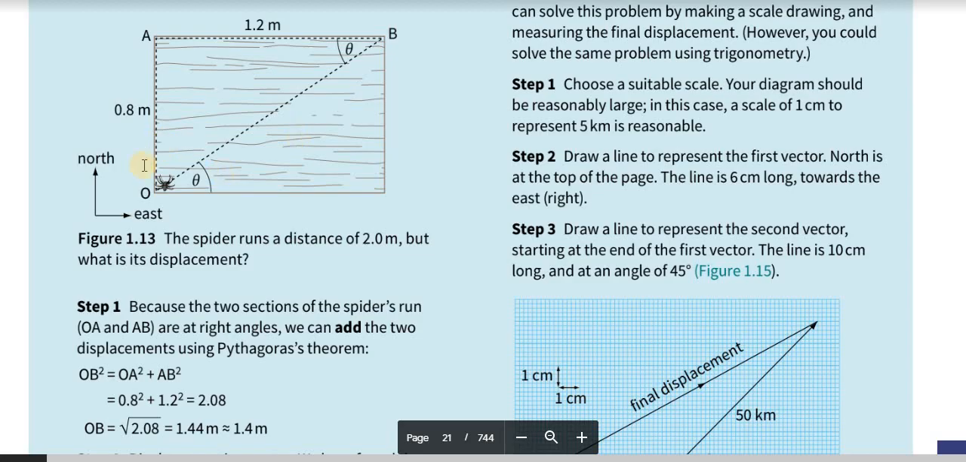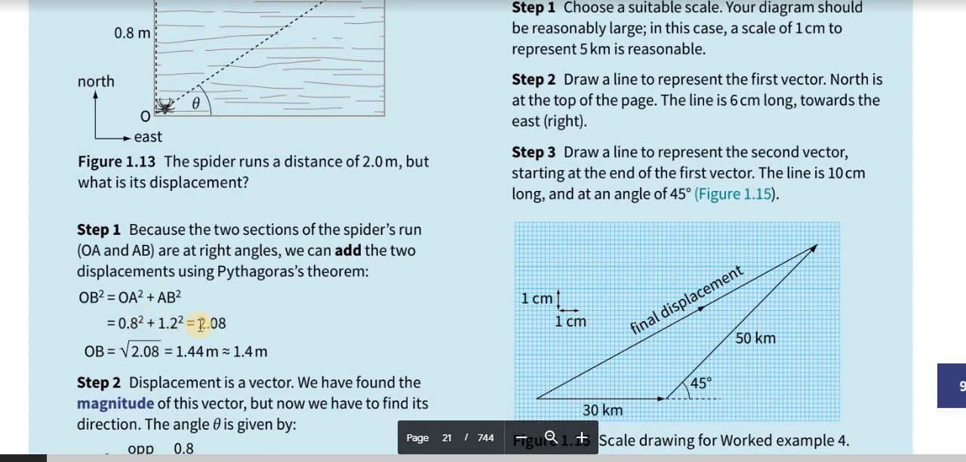You can see how they get 2, that is this plus this. So 0.8 plus 1.2, that is 2.0 meters. Now, if you want to find the displacement, this is the starting point, this is the ending point. The shortest distance between the starting point and the ending point is the displacement. So what you can do is use Pythagoras theorem and find the length of this side OB. So that is 0.8 squared plus 1.2 squared, whole thing square root, which is 1.44.